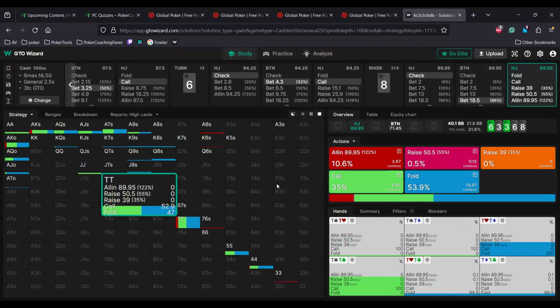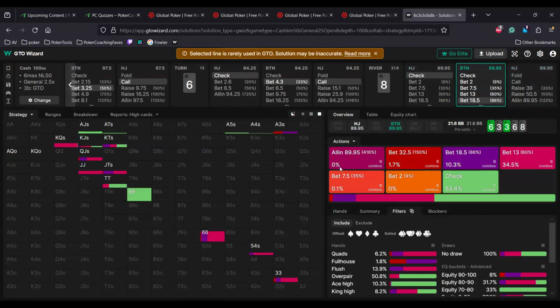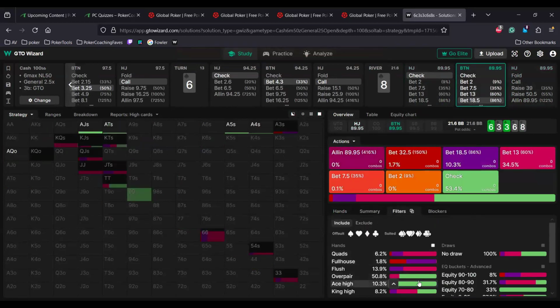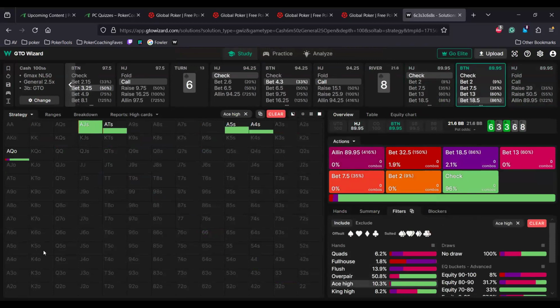Agreed. And if you go back to the button, is the button supposed to bet ace high on the river, or is that a check down? He's not supposed to bluff. He's supposed to give up. We're in a pretty tiny, very untraveled part of the game tree.